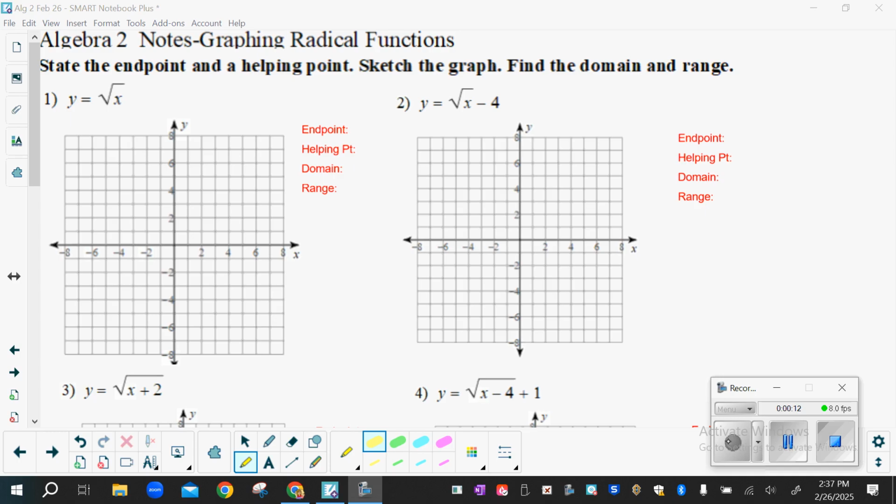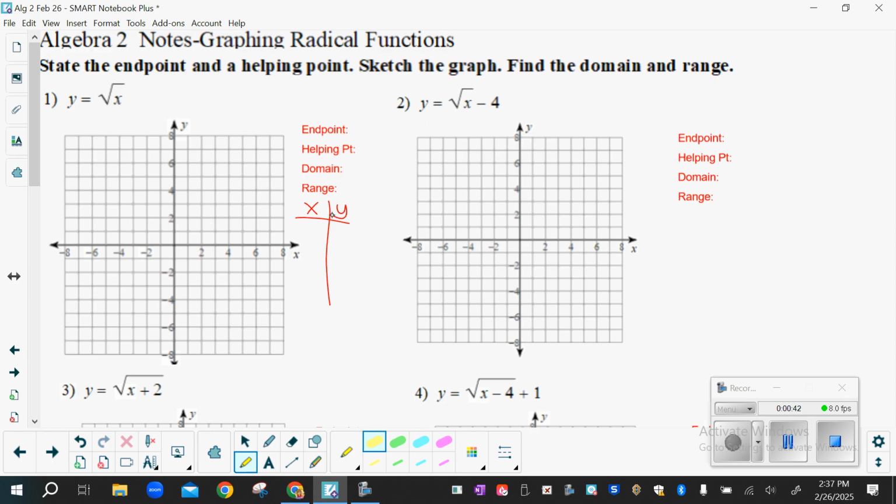How would we start? We're going to start with a T-table. That's what I'm looking for. We're going to make a table. We're just going to start plugging in some numbers to get the shape.